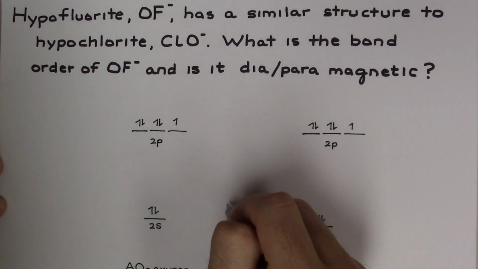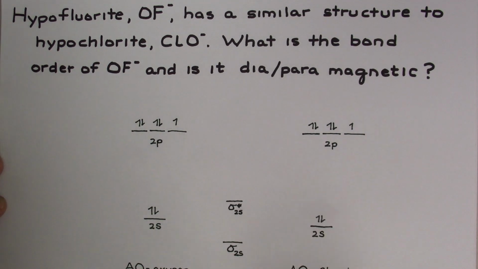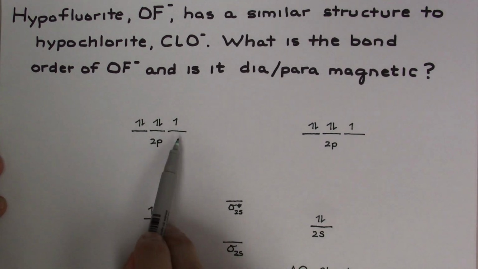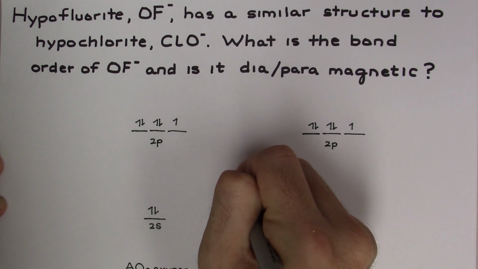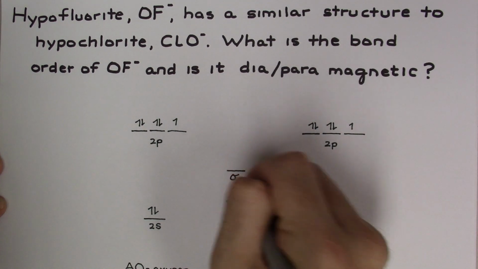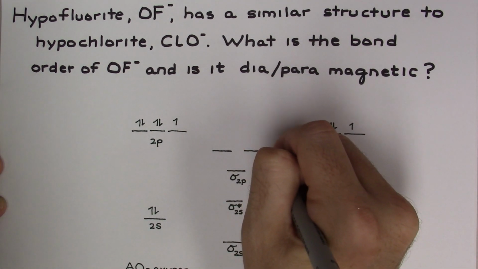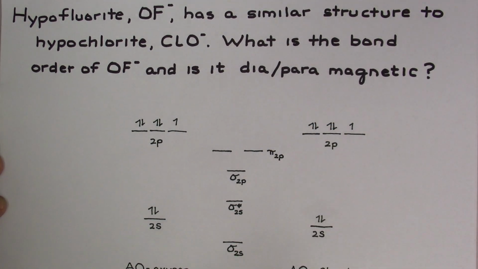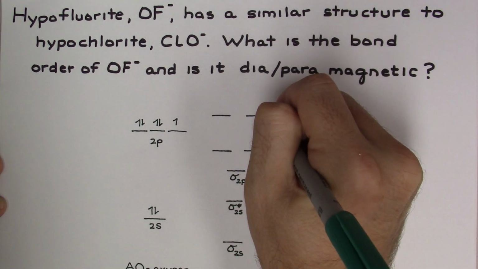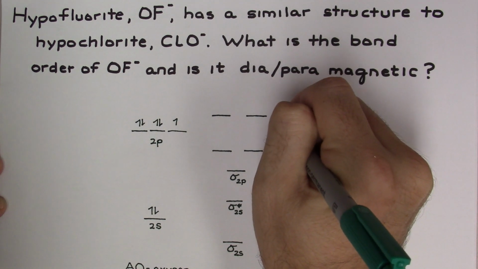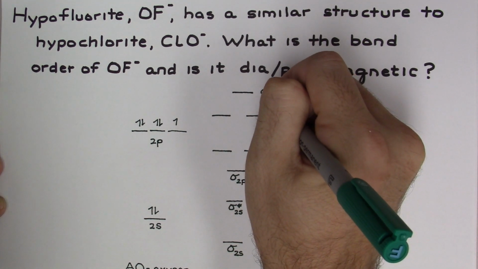If we combine the 2s, we will get a sigma 2s and a sigma star 2s molecular orbital. Now we must combine our 6 2p orbitals to form our molecular orbitals, and we will start with our sigma 2p molecular orbital. We will then get 2 of our pi 2p orbitals. And now that we have our bonding, we must get our antibonding. So we will now create the 2 pi star 2p orbitals as well. Finally, we will get our sigma star 2p antibonding orbital.